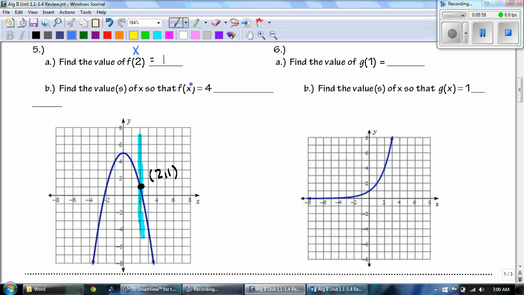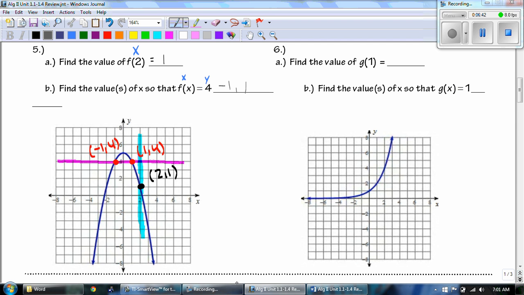Okay, so remember, if the f of x is our y, then this is our y. So what happens when y is 4? So that's going to be my horizontal line. And if you notice, it crosses not just once, it crosses twice. So those 2 points would be negative 1, 4 and 1, 4. So I know the y, so I need to know the x, and the x would be negative 1 and 1.